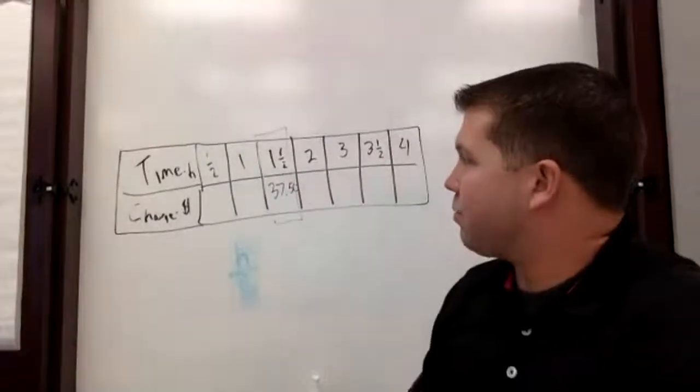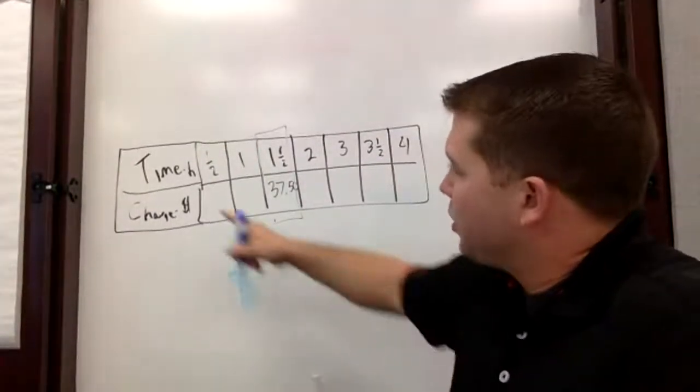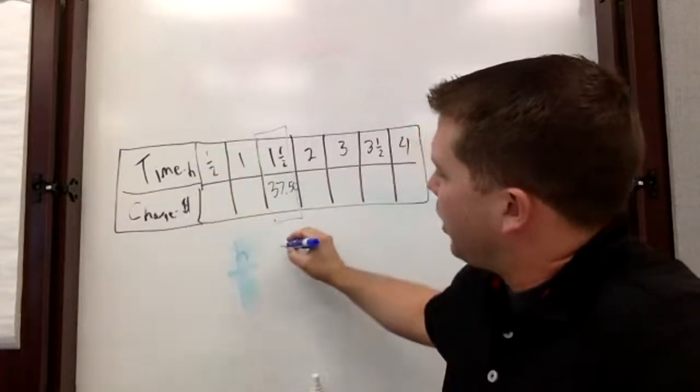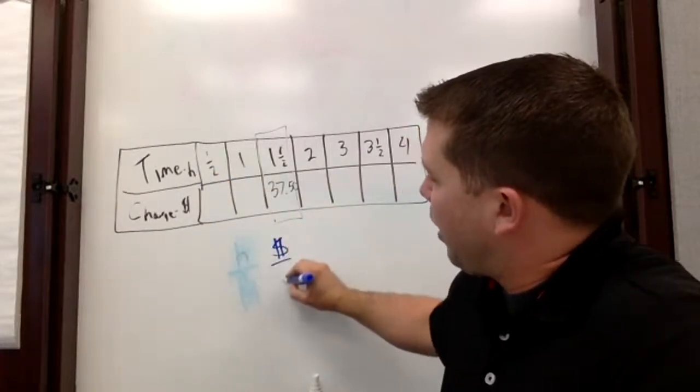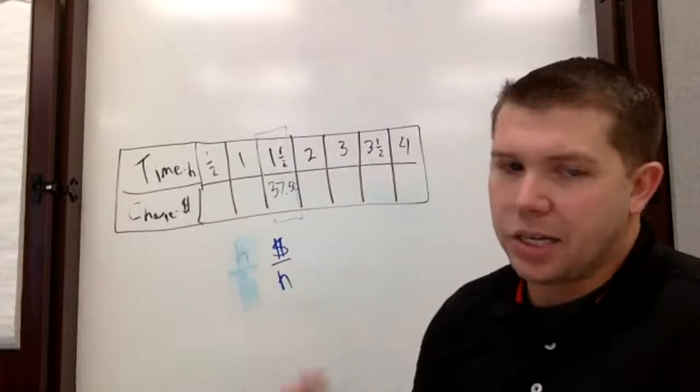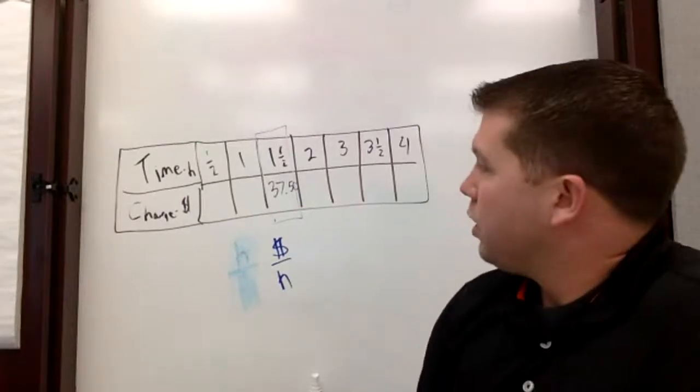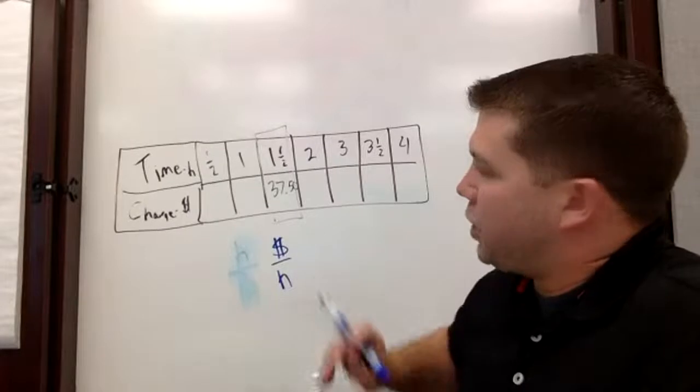So we want to figure out how many dollars he's going to make per hour. So here we have hours on top and dollars on the bottom, but we're actually going to switch this order. We want to find out how much money per hour he's going to make, because that just makes sense with what the problem is asking us. Okay. So they gave us an hour-and-a-half rate of $37.50.